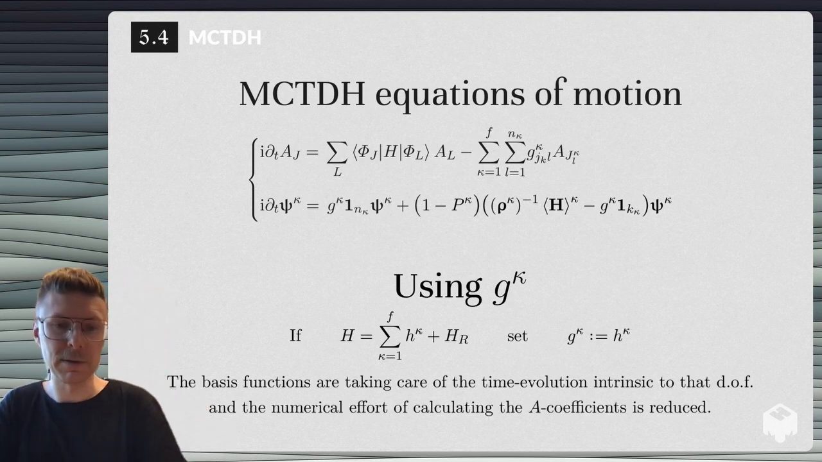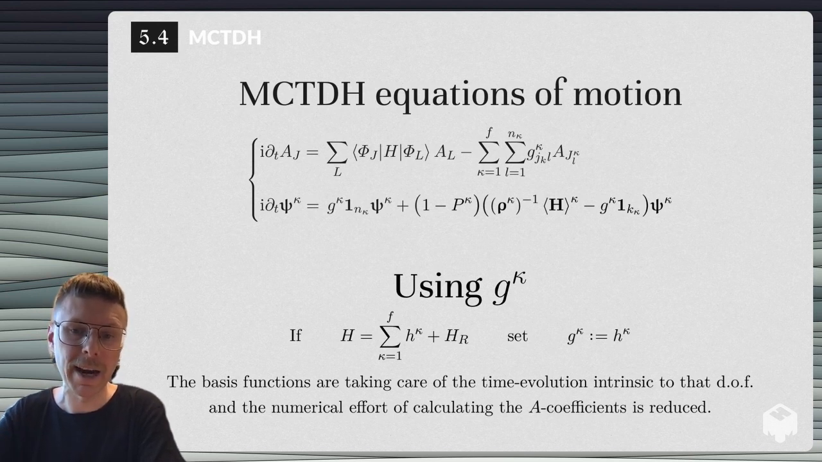This means that the basis functions, or rather the single particle functions, the psi's that we use to construct our full wave function, will do time evolution that corresponds to that degree of freedom. The numerical effort we're spending mainly goes into calculating the A coefficients, and then we don't need to include the time evolution that comes from the small h's. That's already represented in the basis functions, and the A coefficients will only evolve according to this H_R Hamiltonian, the part of the Hamiltonian that's sort of global, acting on interaction terms and things like that.